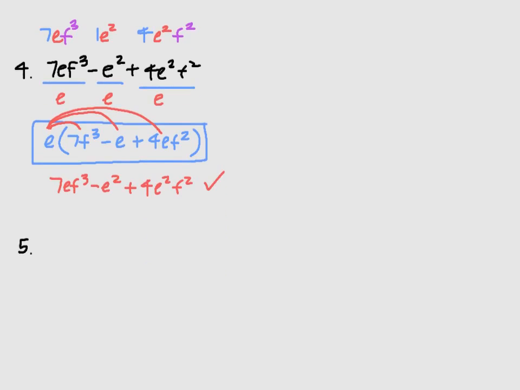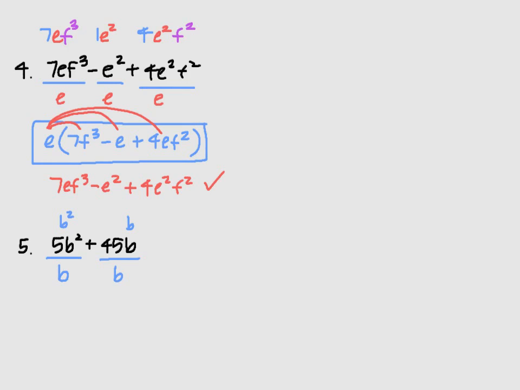Example number 5, you were given 5b squared plus 45b. So you have two terms in this binomial. You have 5b squared and 45b. We're trying to find the greatest common factor, so we see that there is a b squared in the first term and a b in the second term, meaning that what they both have in common is b.